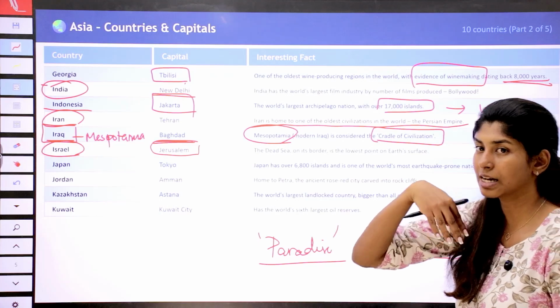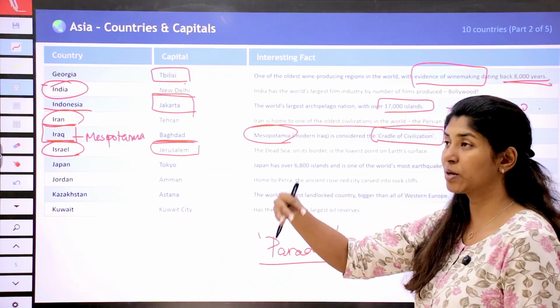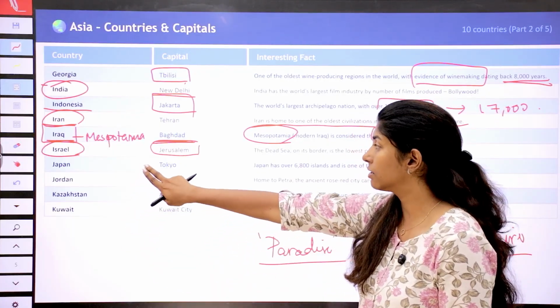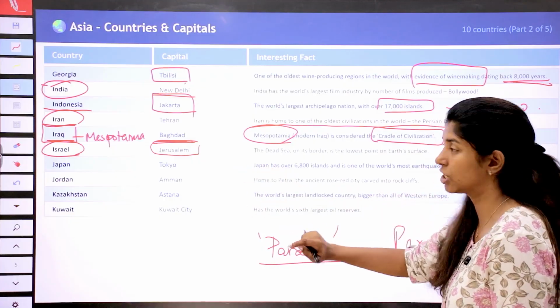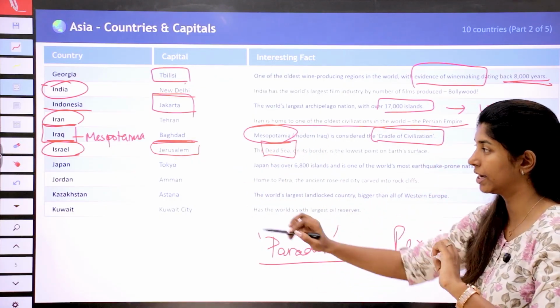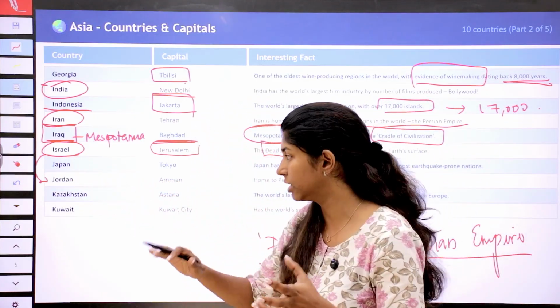Because it is considered the birthplace of Christianity, it is of extremely important historical importance to Christian people. And Israel's capital is Jerusalem. The Dead Sea is present on its border. It's present on the border of Israel and Jordan. Now they both are present nearby.